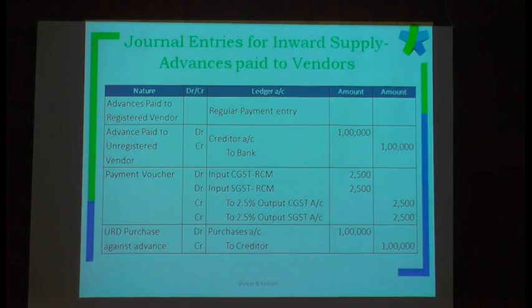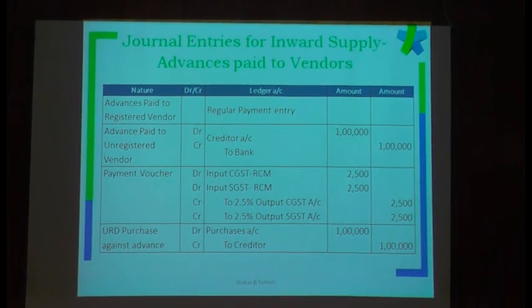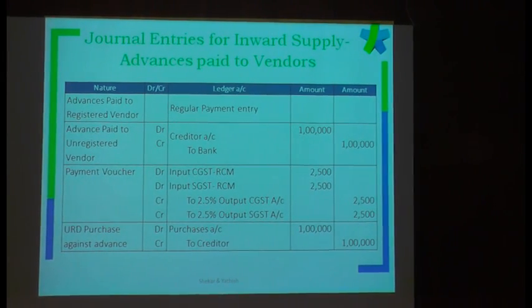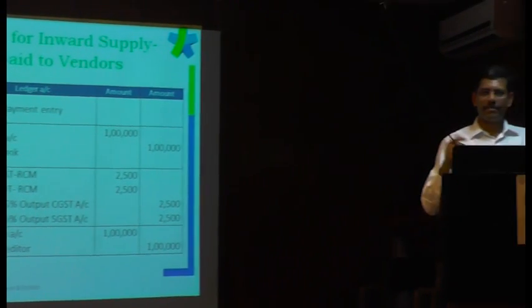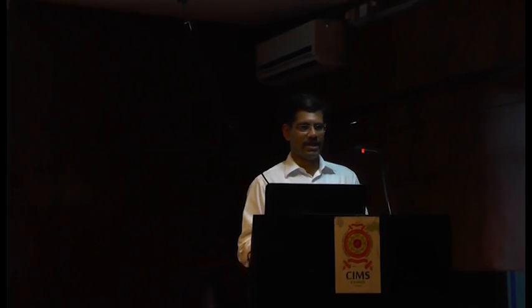I received 80 lakh rupees today. On 80 lakh rupees, because I received 80 lakhs, I have to make the payment immediately. I make the payment of taxes also immediately. Next month I get a credit. I make a major chunk of payment of 60 lakhs in the next month.